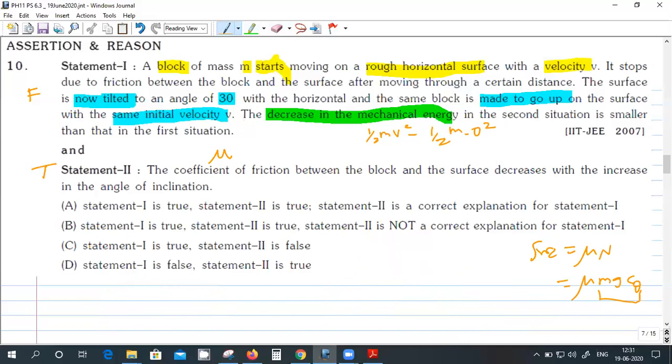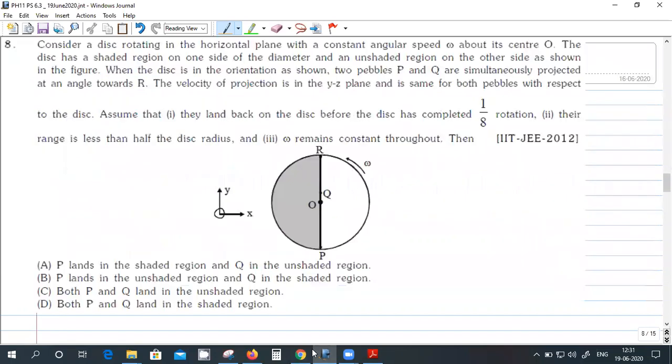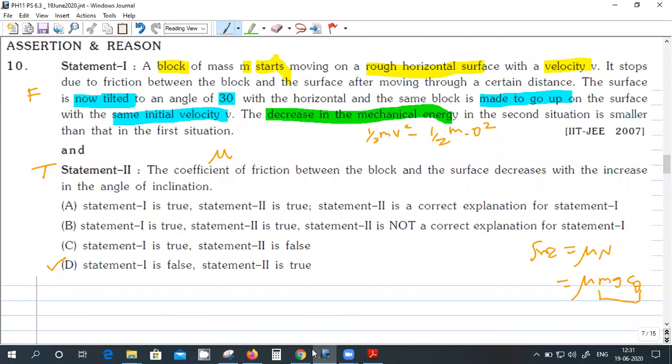Statement 1 is false. Statement 2 is true. Let's see the answer. Question 10 is C. Statement 1 is true. Statement 2 is false. Statement 2, if we take it as coefficient of friction, it is false. Coefficient of friction is not going to change. Let it be coefficient of friction only. The decrease in mechanical energy in the second situation is smaller than the first situation.